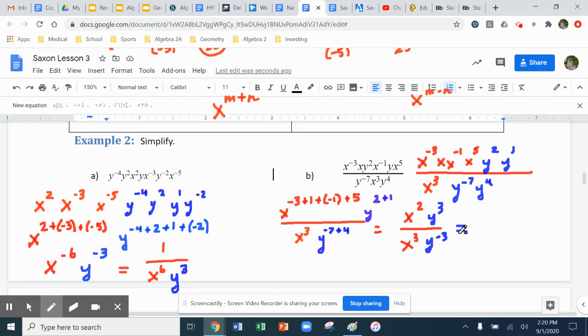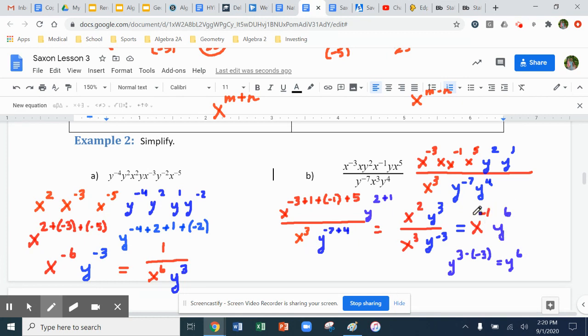So I'm going to take first x to the 2 minus 3, and 2 minus 3 is negative 1. So that's going to be x to the negative 1. And then my y, I'm going to subtract my numerator minus my denominator. 3 minus negative 3. So just really quick down here, I'm going to go 3 minus negative 3. Anytime you subtract a negative, that's like adding. So that's going to be y to the 6th.